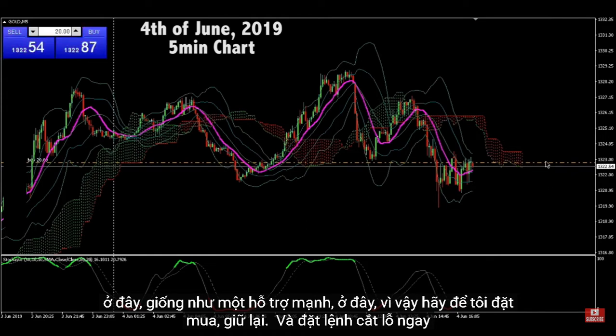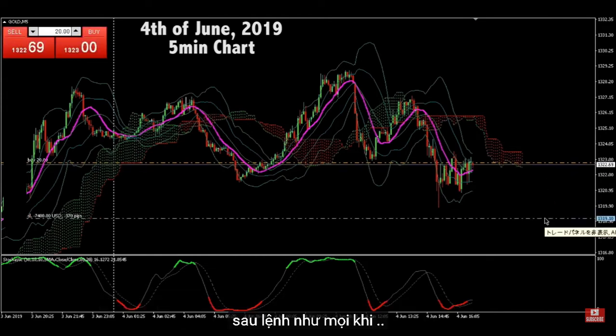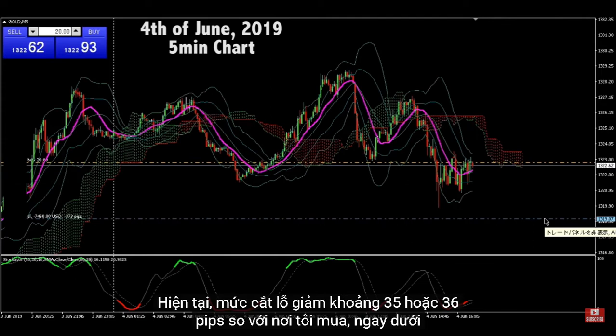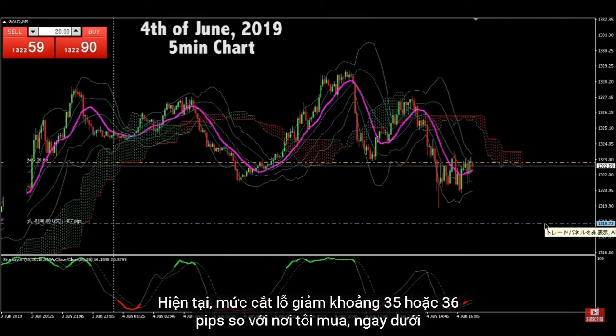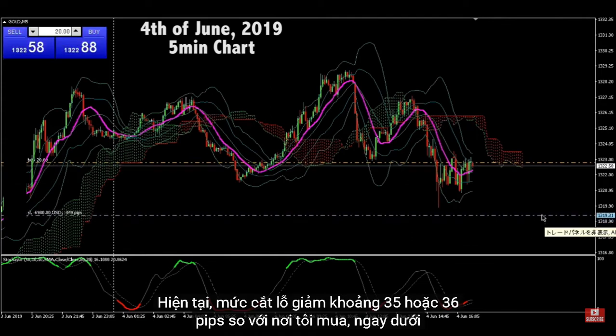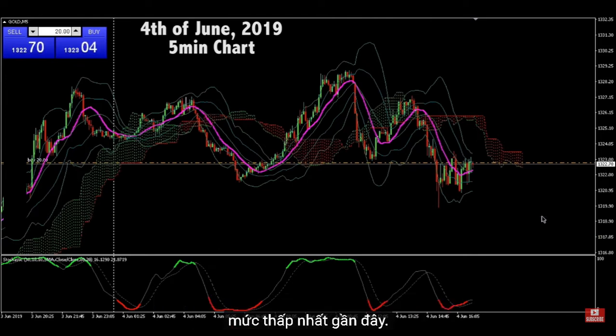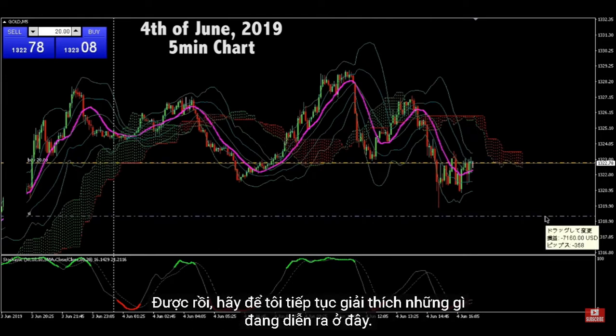And place the stop loss right after the order as always. Right now the stop loss is about 35 or 36 pips down from where I bought, just below the recent lowest. Alright, let me continue to explain what's going on here.